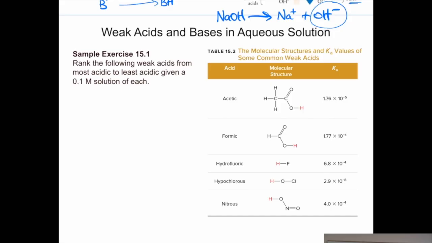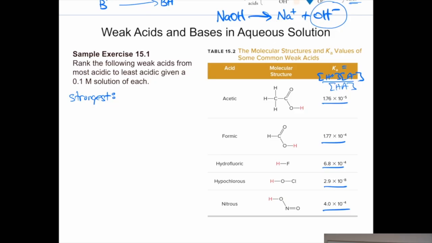So you have to remember what Ka is, right? Ka is equal to the concentration of the products, which is hydrogen ion and the conjugate base, divided by the concentration of the acid. And we don't put water in there because water is a liquid. The concentration of liquid doesn't change. Right? So take a look at these values. Of these 5 acids, they're all weak acids, but which is the strongest? Which dissociates the most?